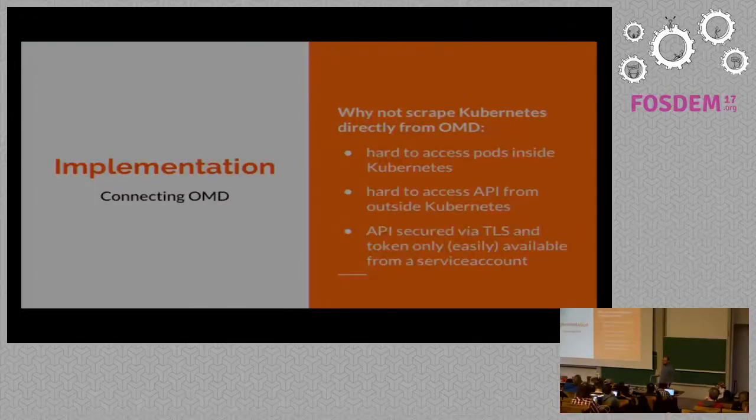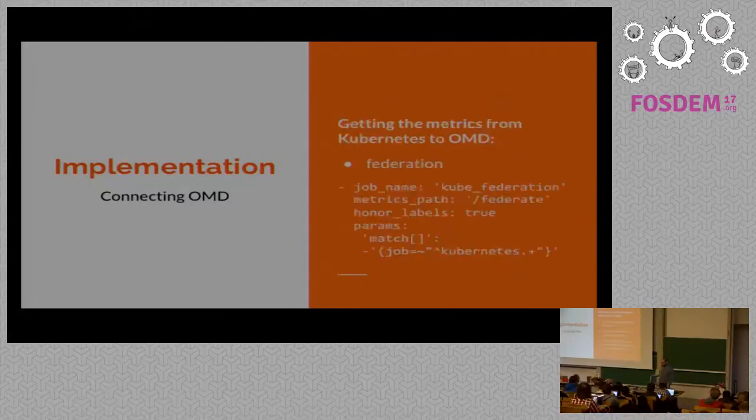This is especially true for OpenShift. There you have to be a cluster admin, with a cluster admin role, to access the API, and exposing that from outside with TLS certificates and tokens is quite complicated to get this information outside. So I decided to use federation for that purpose. Yeah, I will come to that later.